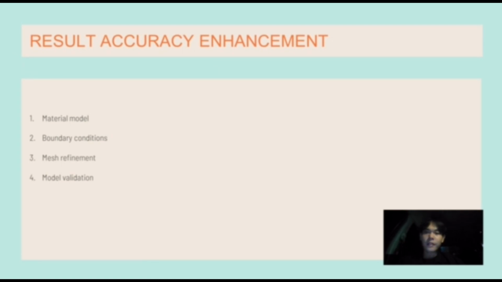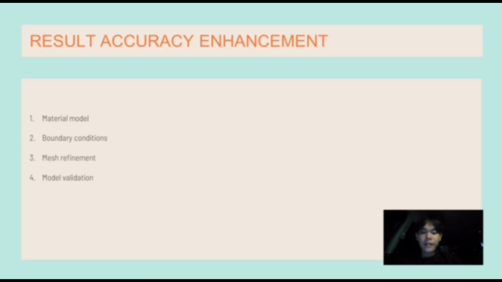So moving on to the result accuracy enhancement. First, we have the material model. A material model is a description of the mechanical behavior of a material under different loading conditions. The second one is boundary condition. Boundary conditions are the set of constraints or specifications imposed on a system at its boundary or interface.